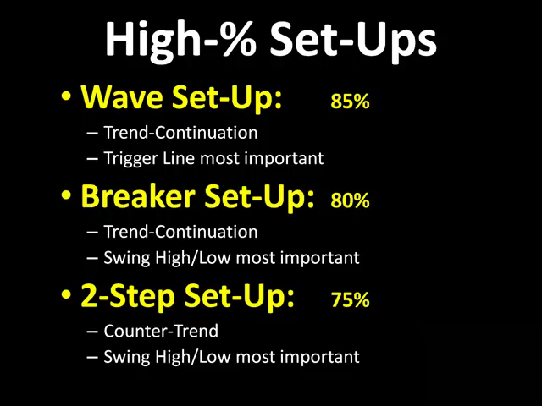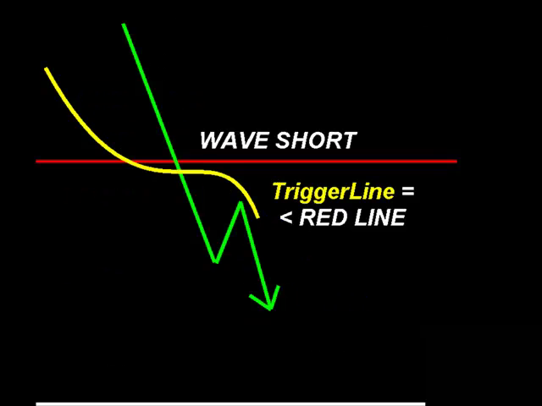We take these price patterns, then we look for the best price patterns, and these, of course, are high percentage setups. Here's a great example of what each one of these setups looks like: the wave, the breaker, and the two-step. Now, the wave pattern is a trend continuation pattern. We're going to wait for price to break below that red line, that level of support in this case. We want to see my trigger line get below that red line, then we'll take a retracement off those lows to test the trigger line for a short trade.